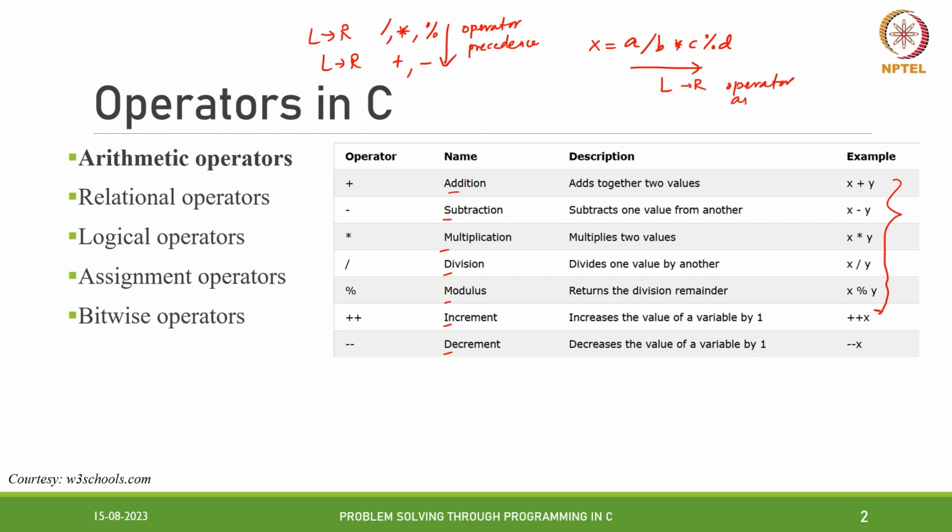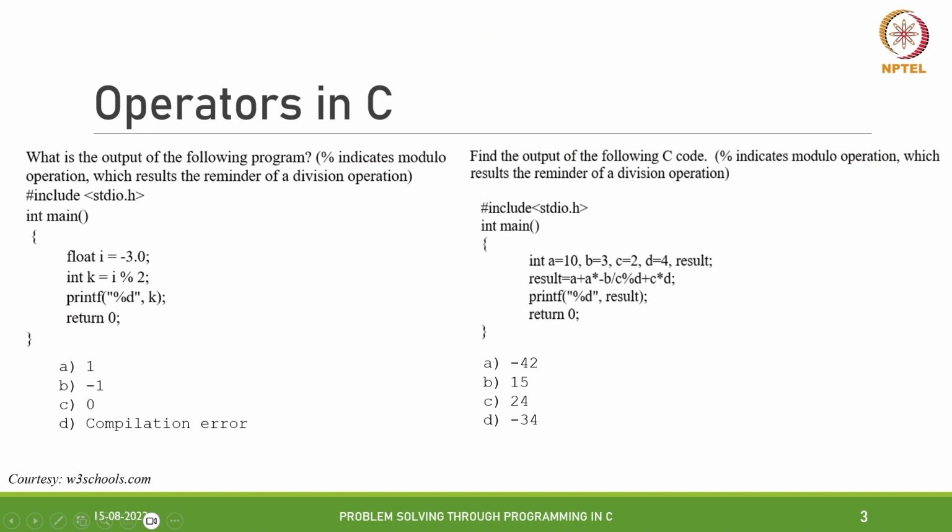So I hope it's clear what operator associativity and operator precedence mean. All right, so that is for the arithmetic operators. Now we can see a few questions on that. So let's see this question.